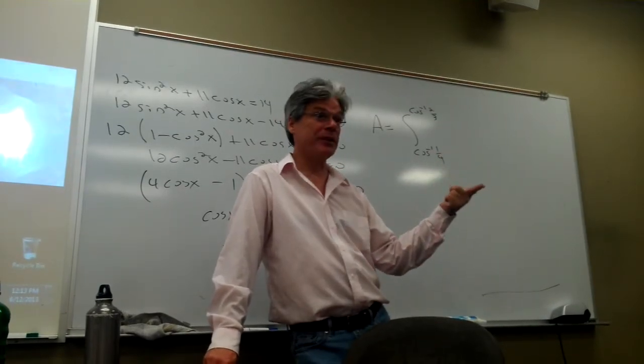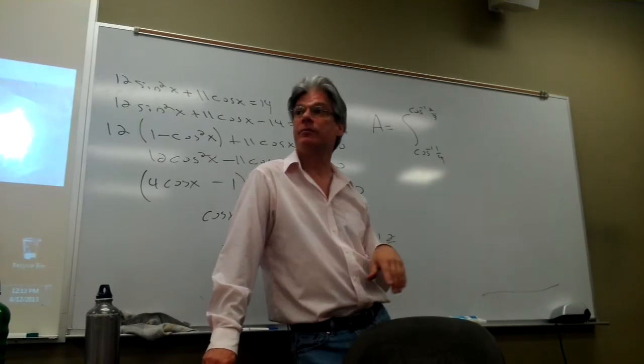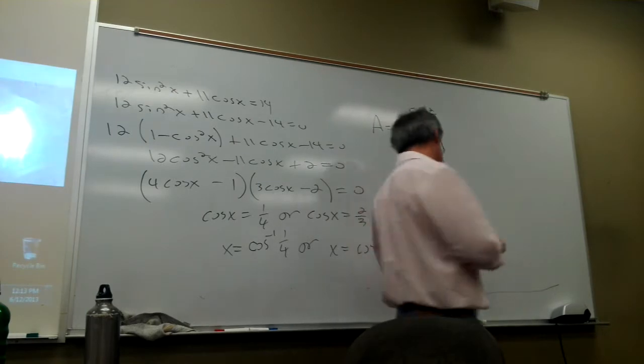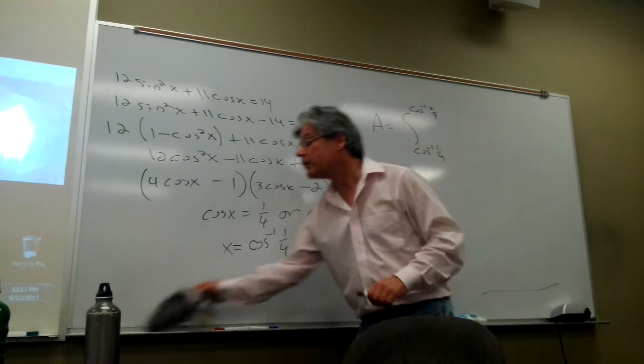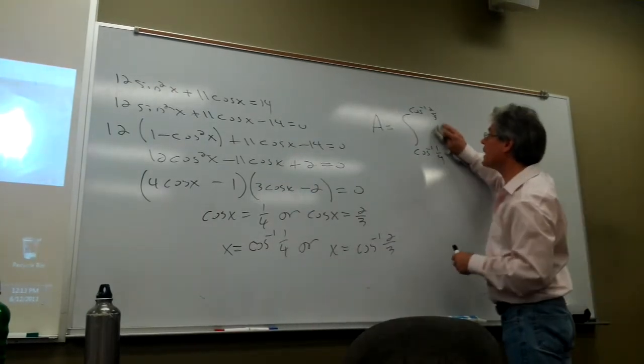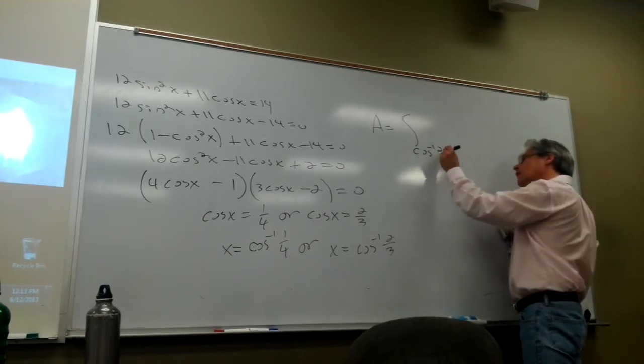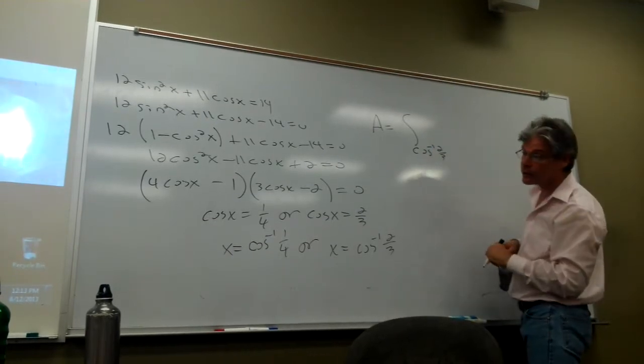Do you guys see my point? Yeah. And so tell me what's changed. The position of the upper and lower bounds of integration. I think the lower angle really has the inverse cosine of 2/3. The larger angle has a cosine value of positive 1/4.